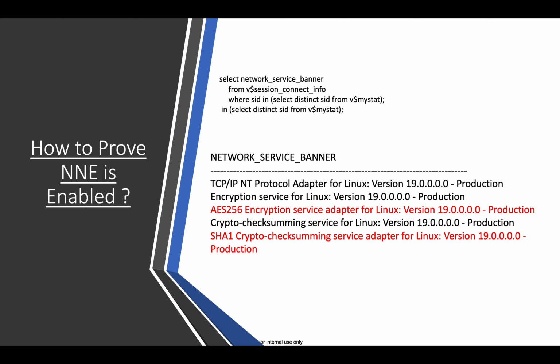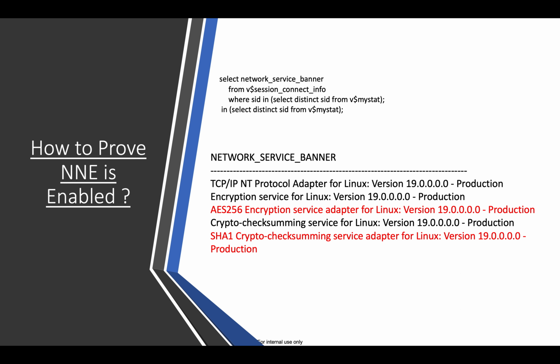The other is a pretty simple task that you can do. There is this network service banner that you can display from $$ session connect info. So all I'm doing, if you see, is selecting the network service banner from $$ session connect info, and I'm giving this information based on my SID. So it's picking from my stat and just displaying the information. All it is doing is showing, for the session you have created, whether NNE is enabled in that or not.